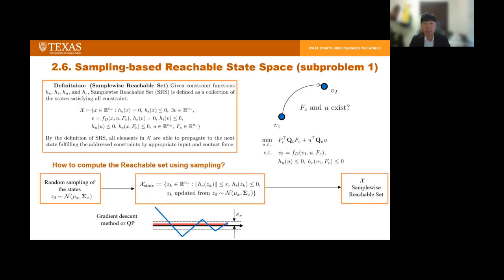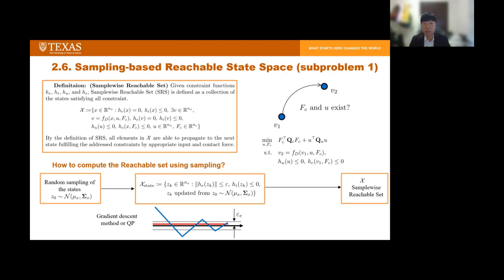First, we define the state sample-wise reachable set as a collection of the states satisfying all constraints we will have. This set is utilized to formulate the next POMDP problem, of course. I briefly explain how to obtain the set.